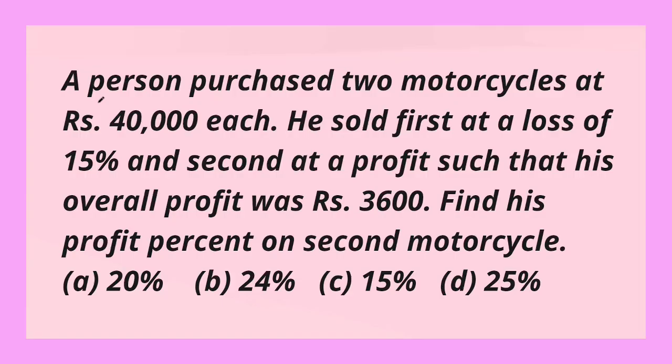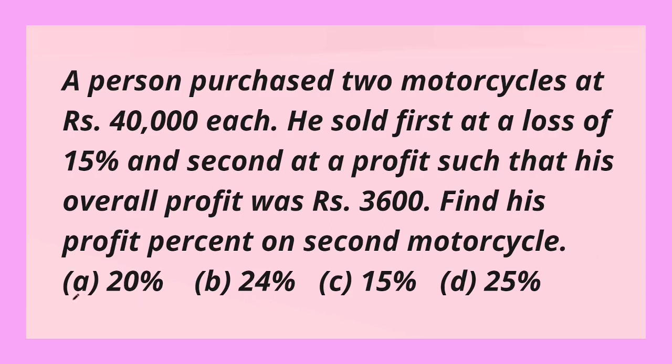We go to the next question. Our question is, a person purchased two motorcycles at rupees 40,000 each. He sold first at a loss of 15% and second at a profit such that his overall profit was rupees 3,600. Find his profit percent on second motorcycle.